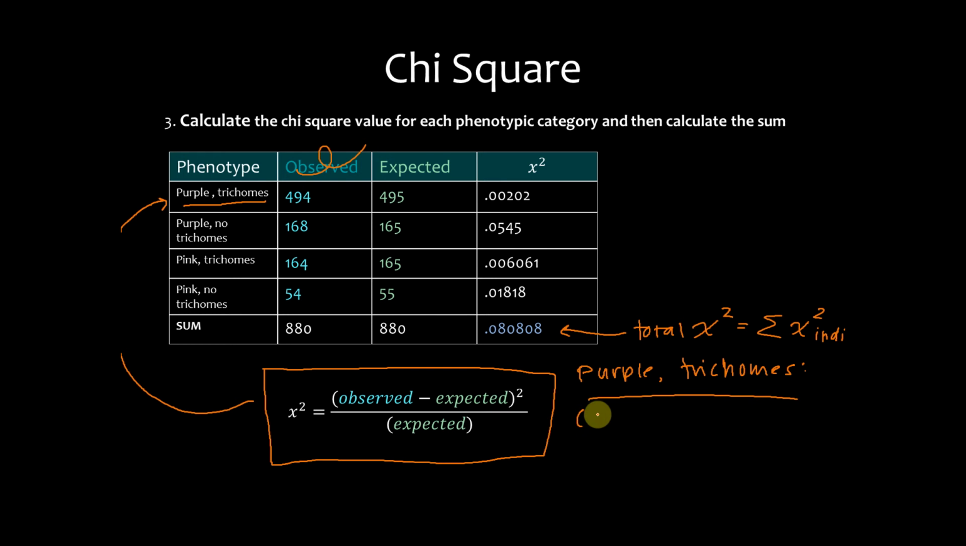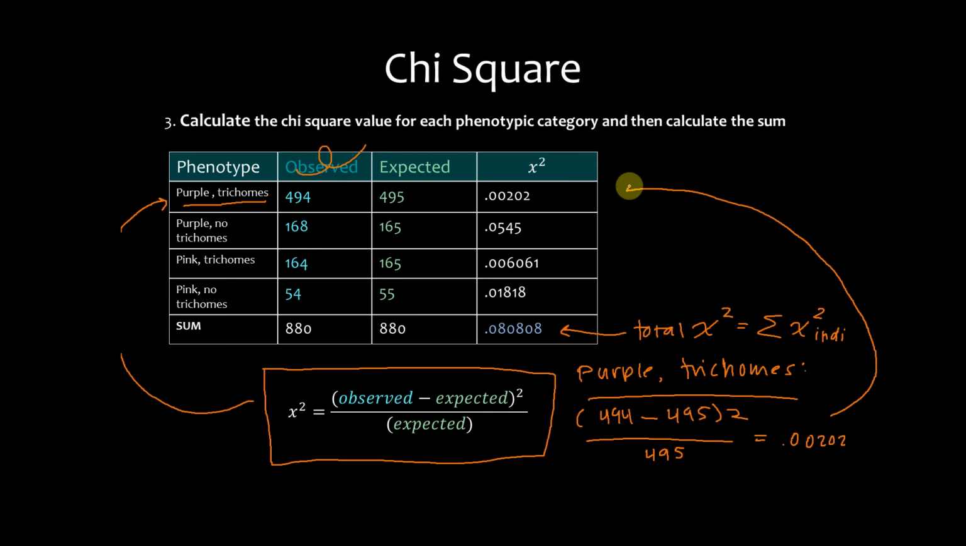So we're going to do observed, so that's 494 minus expected 495 squared over expected 495. And that comes out to 0.00202. Okay, so that is what went up here in this aspect of the table. So I went through and did that for all of these, and then I summed up all of these.